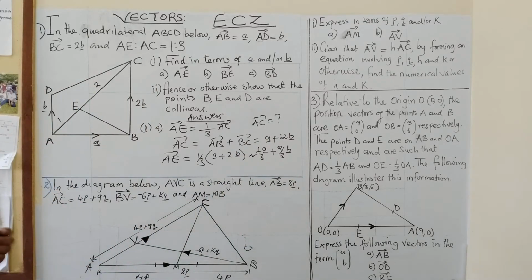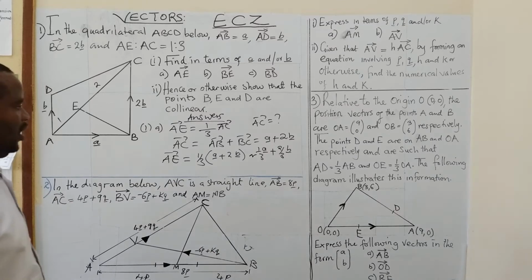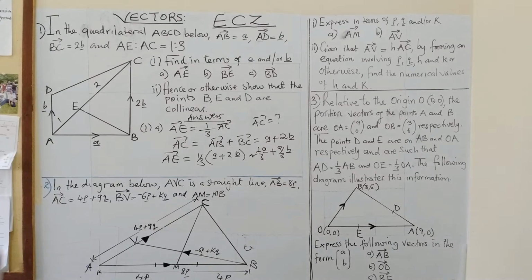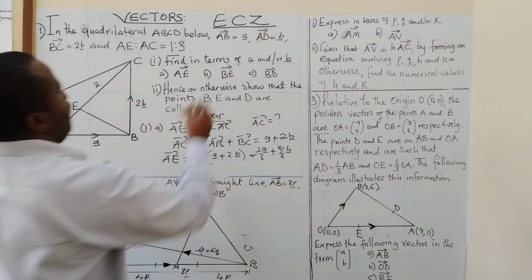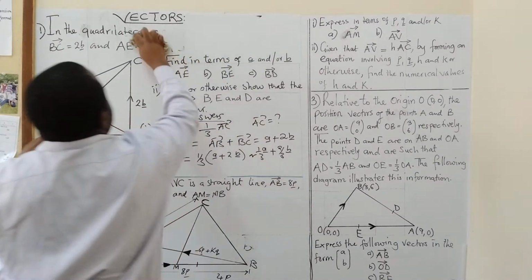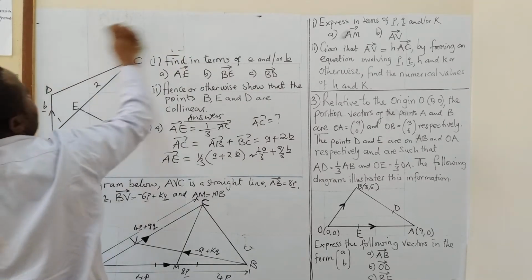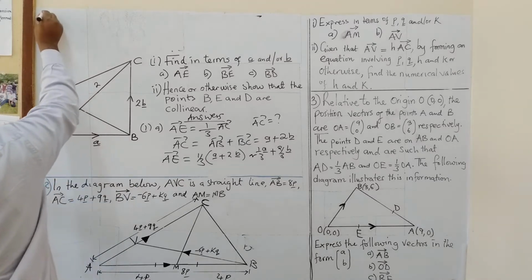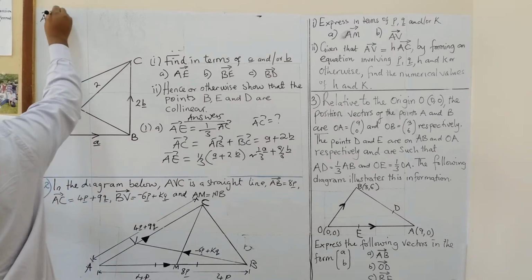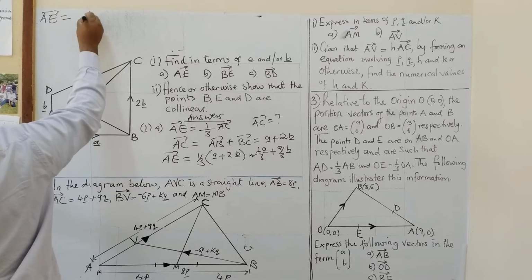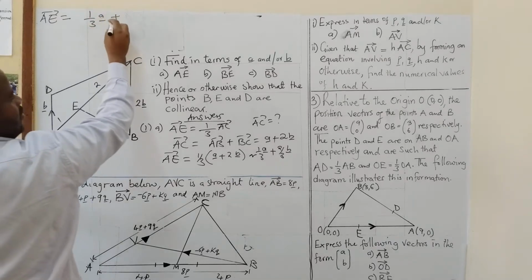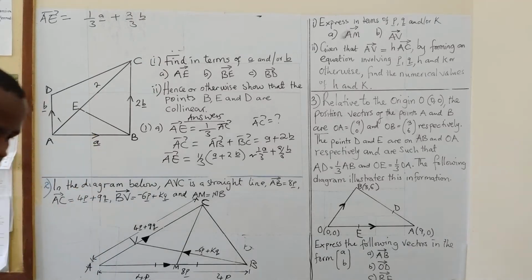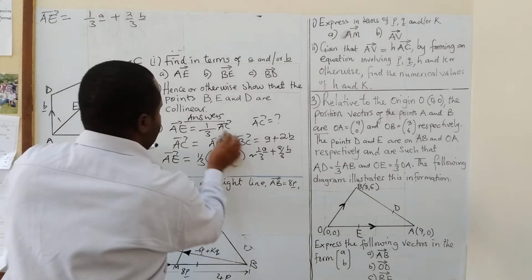Take note of that one. That is our AE. So we are saying our AE has been found to be 1 over 3a plus 2 over 3b. Okay. So we go to the second one.